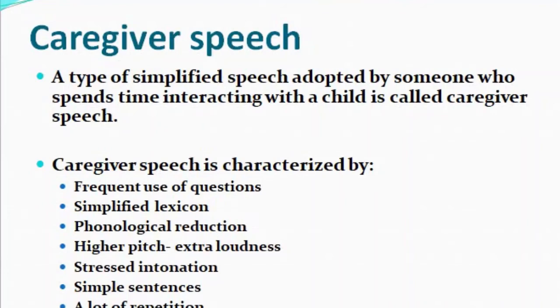Four, higher pitch extra loudness. The extra loudness is necessary for the child because the children might not fully understand what is going on or what is being said. So we need, as caregiver speakers, we need to keep what we say loud and louder, louder and louder. Five, stress intonation. We always talk to children using the stress intonation, so that it could be musical and amazing, rather than normal and formal. Six, simple sentences. Of course, we wouldn't think of complex sentences when talking to children. And seven, the use of repetition. A lot of repetition are used in the caregiver speech.